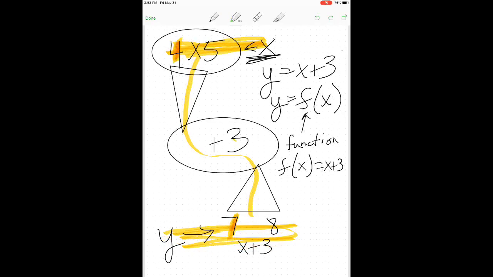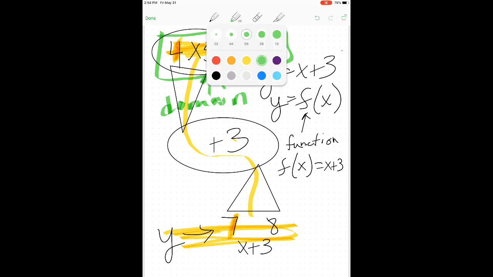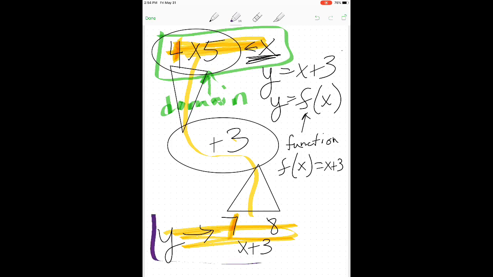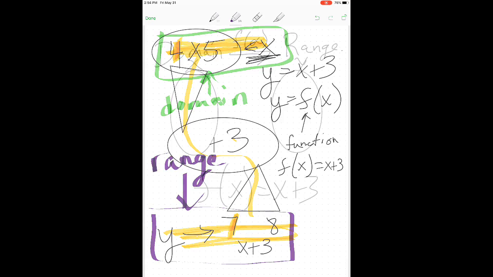So let's talk a little bit more about the terminology that goes on with functions. Anything that we're plugging into the function, anything our input, our x values for the function, is known as the domain of the function. Okay, so whatever we're plugging into our function, that's the domain. Our potential x values are the domain. Anything that's coming out, so all of our output, that's known as the range. Okay, the range of my function. All of those y values, the output of my function, is the range.